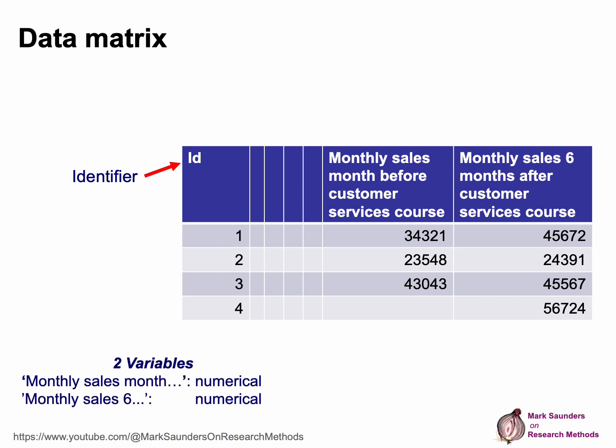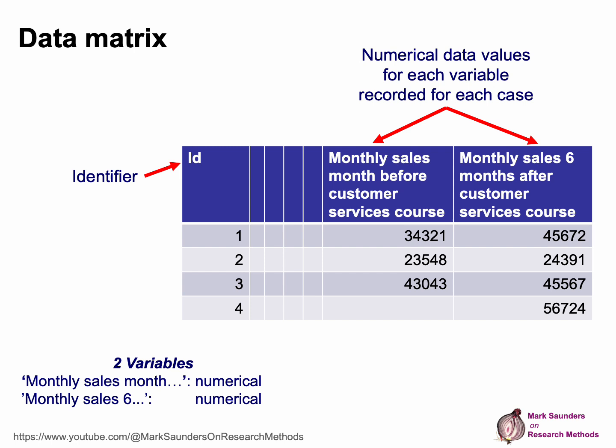And we have two variables representing, in the case of our example, sales before the customer service course was taken by the individual case, so person 1, and sales after. In this case, exactly 6 months after. So for person 1, they had a sales value of 34,321 before the customer services course, and after they'd taken the customer services course 6 months later, to allow for time for things to settle down and learning to be embedded, they had sales of 45,672 in value.